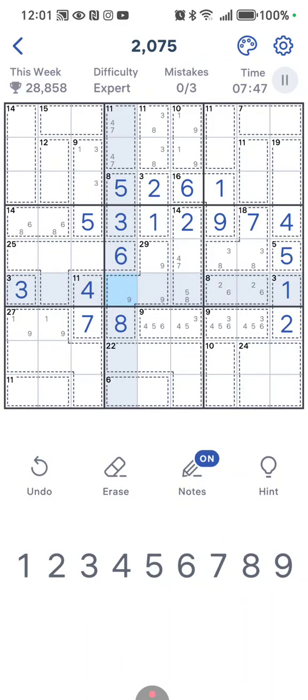So 8 and so 9, so that means this is 12. So this is 12 as well. So this is 4, 7, 5 and 8, 5 and 8.